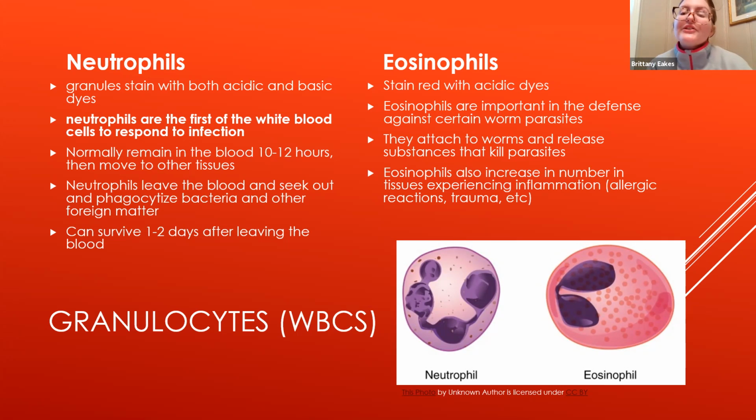Eosinophils can also increase in number in tissues experiencing inflammation, such as an allergic reaction or trauma. Anywhere there's swelling, eosinophils will expand in number, and inflammation serves a purpose, and we'll talk about that later. Basically, it cuts off the blood supply to prevent any infection or any debris from leaving the injury site to go anywhere else in the body.